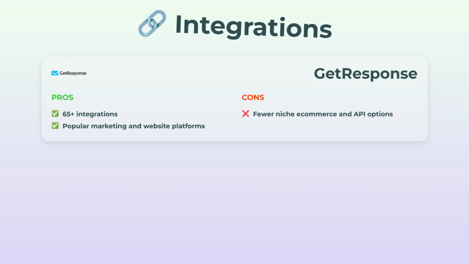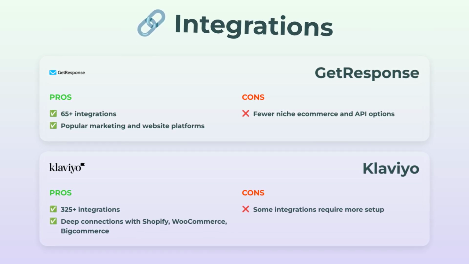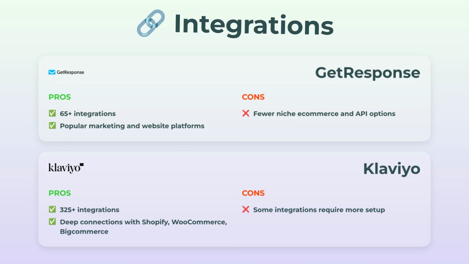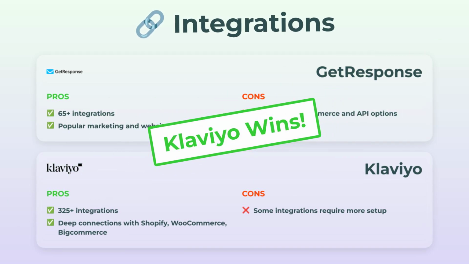Now, Klaviyo, wow. Over 325 integrations, and not just random ones. Deep hooks into Shopify, WooCommerce, BigCommerce, pretty much the entire e-commerce universe. Seriously, if you're an online retailer, this makes life easier. Some setups require a bit of elbow grease, but hey, that's the trade-off. Klaviyo takes the integration crown.